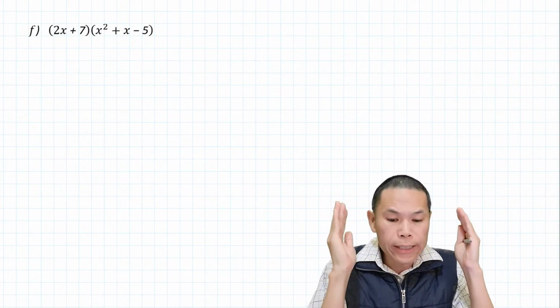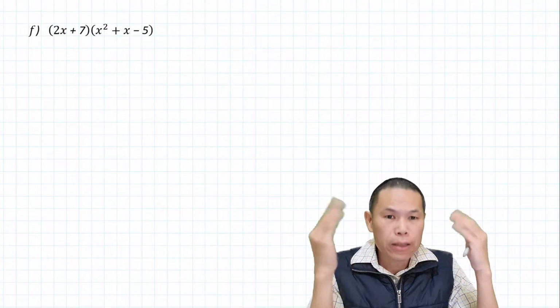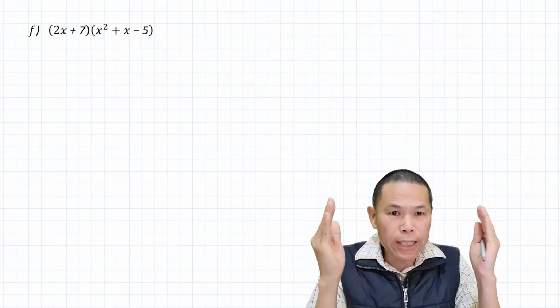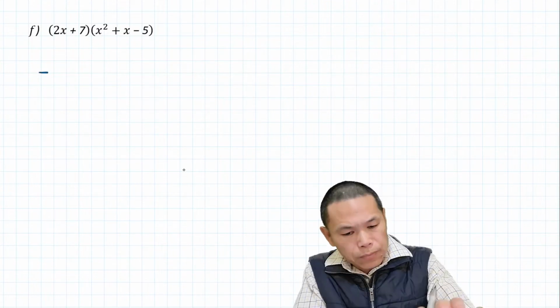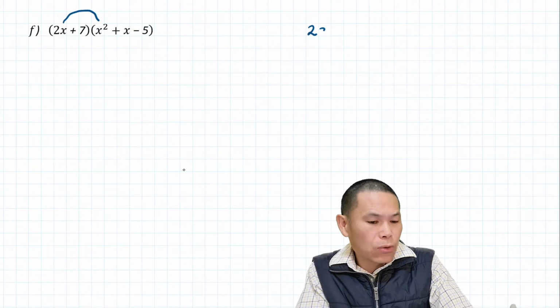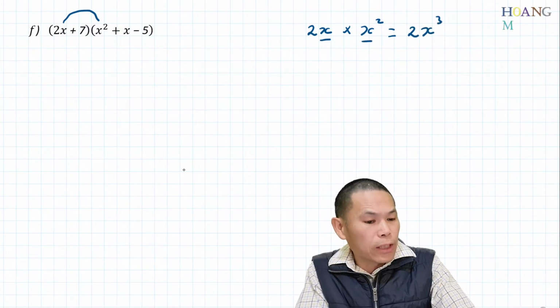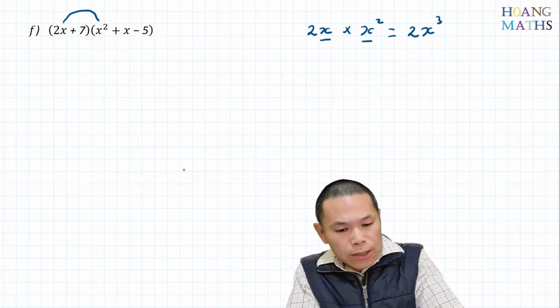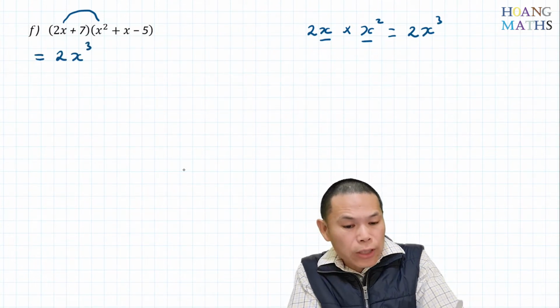So we can see the second bracket has 3 terms. Again, same process, okay? It doesn't matter how many terms there are. We just do it normally. So we have 2x times x squared. So 2, we just write this down. X times x squared is x to the power of 3. Just remember that, okay? So that will give me 2x to the power of 3.